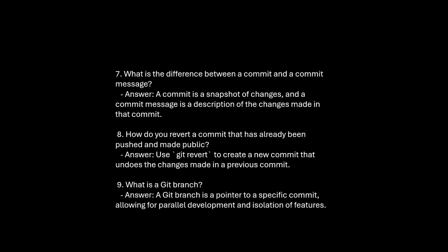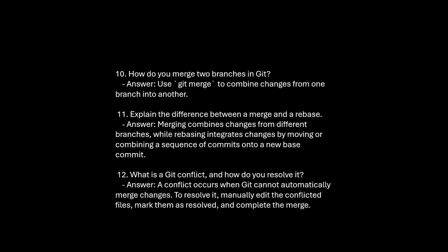What is a git branch? A git branch is a pointer to a specific commit, allowing for parallel development and isolation of features. How do you merge two branches in Git? Use git merge to combine changes from one branch into another.